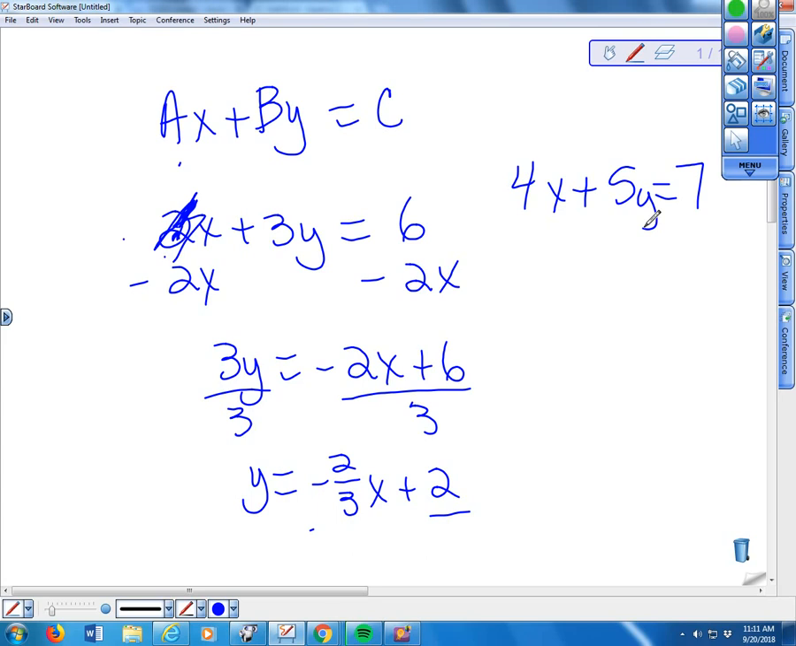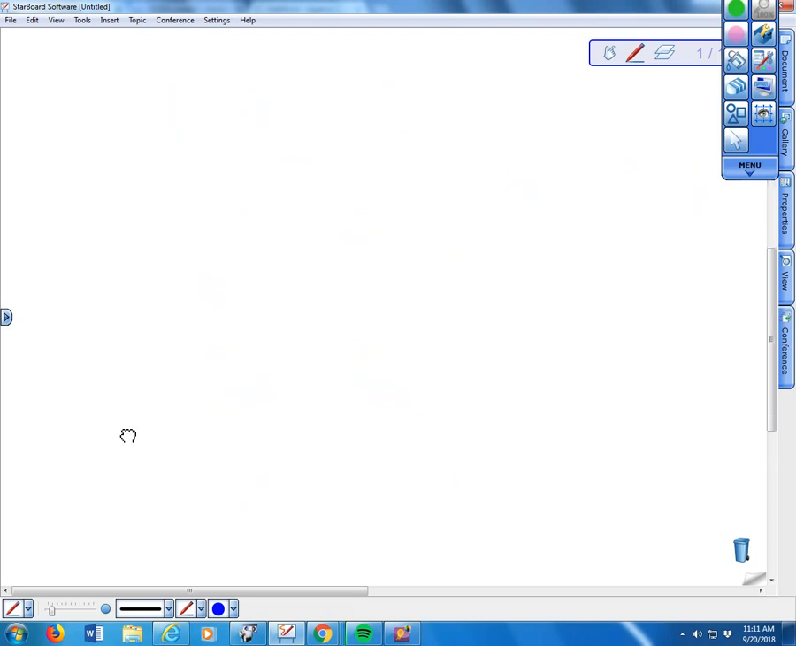Okay, so if you remember, negative a over b is the slope in standard form. To find the y-intercept, just cover up the x. Solve for y. Okay. What if I'm given 2 points?